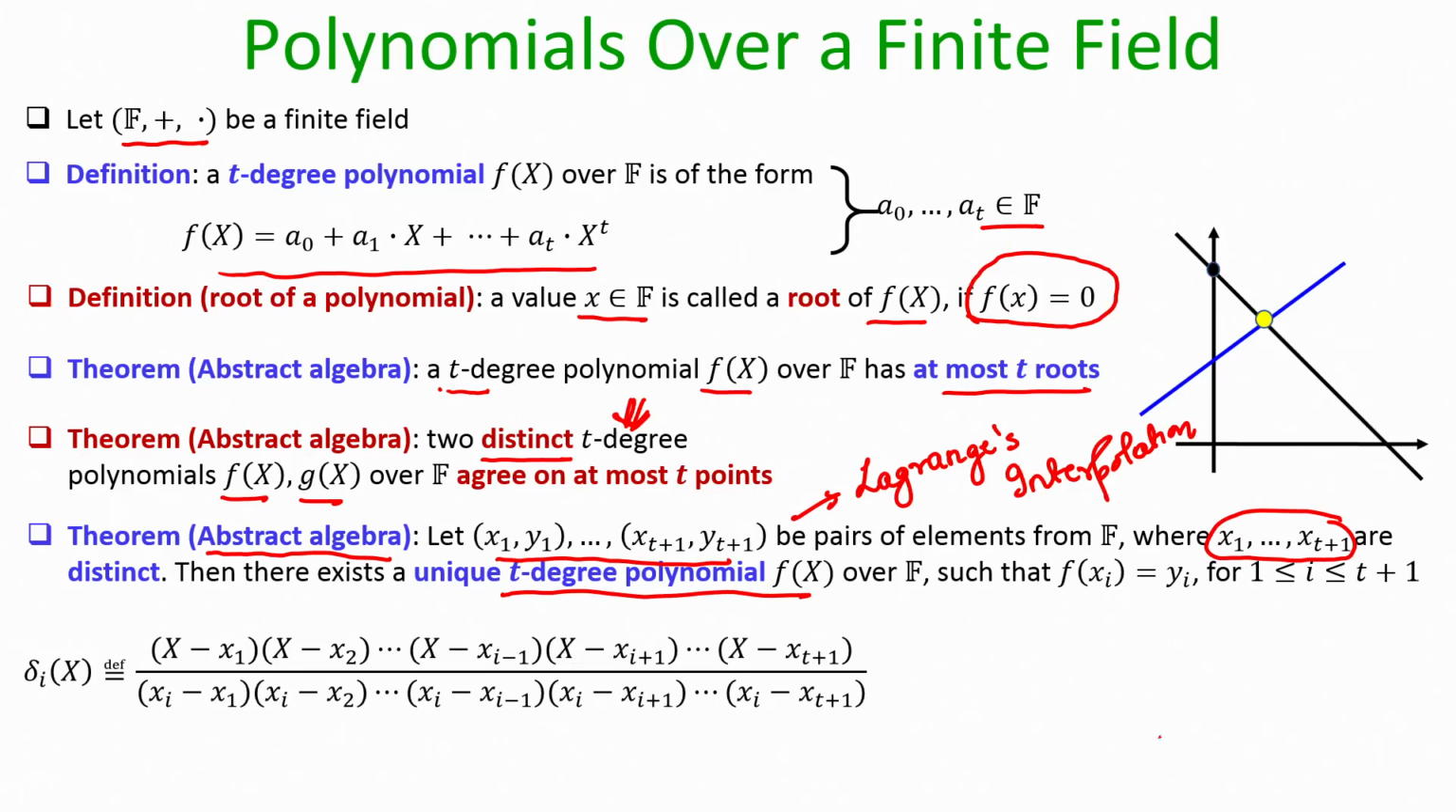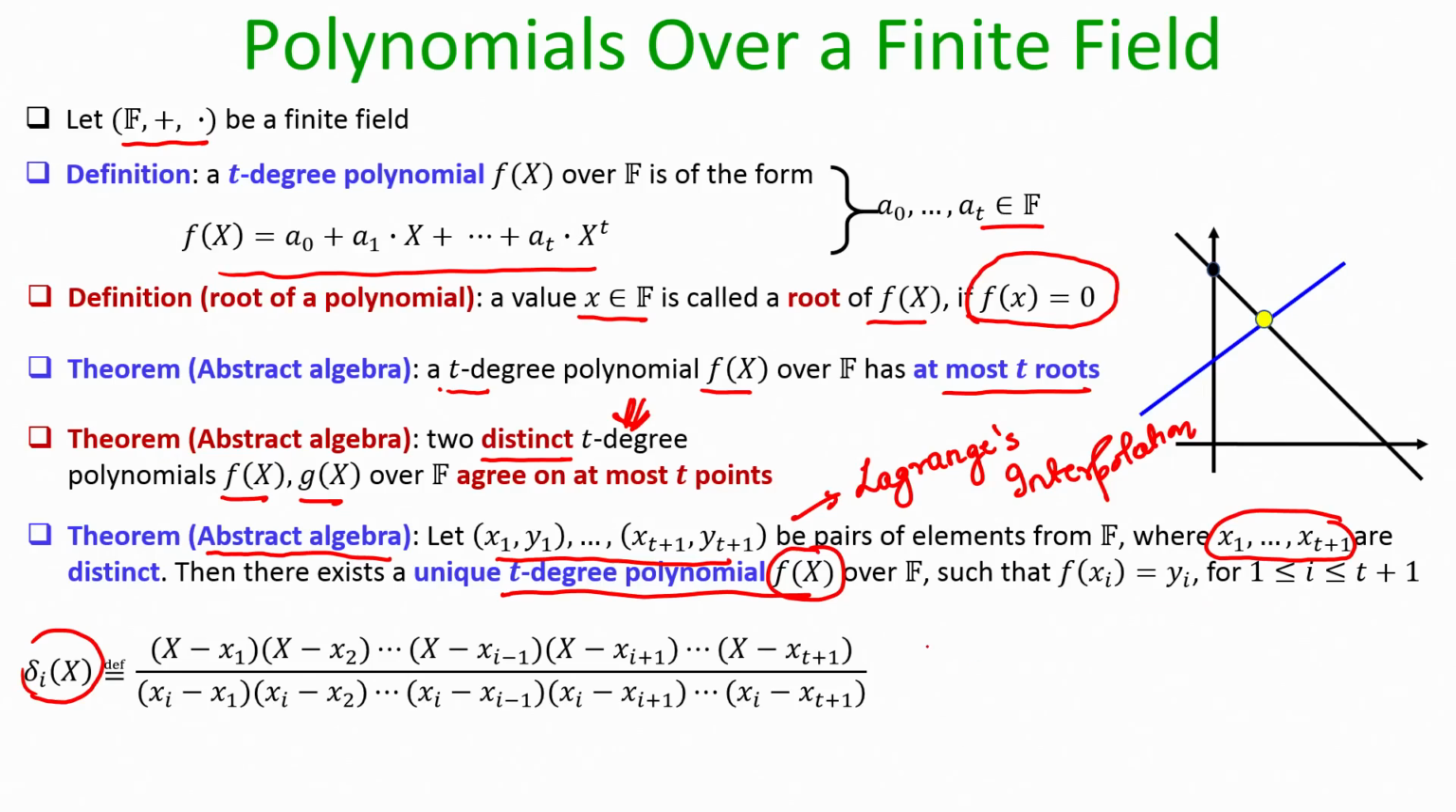And here is how we can get back this unique polynomial f of x. I define several t degree polynomials. So, the ith t degree polynomial in x is called the delta ix polynomial, and it will be of this form. So, why will it be of degree t? Because in the numerator you have t factors of the form x minus some value, and in the denominator you have the product of several differences.